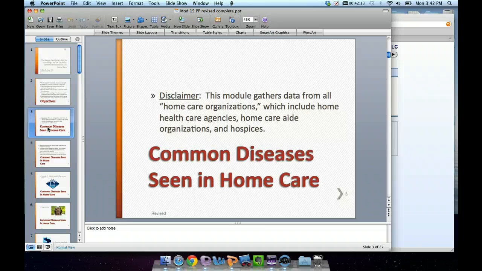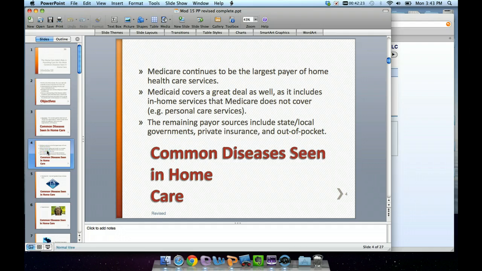So this module gathers data from lots of agencies. It includes home health, home care aide organizations, and hospice. Medicare continues to be the largest payer of home health care services. Medicaid covers a lot, but it includes in-home services that Medicare doesn't cover, like a personal care aide to help in the home. Other payer sources include state and local governments, private insurance, and out-of-pocket. So 12 million people receive some sort of home care.